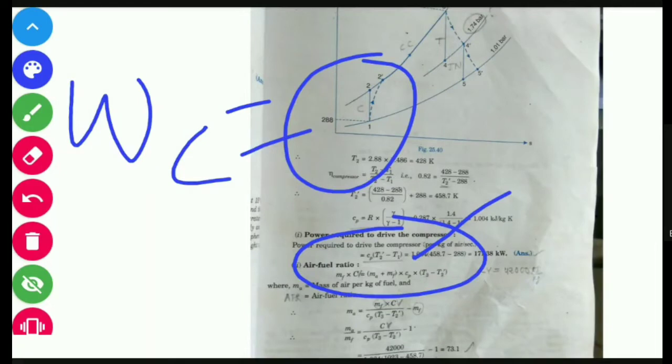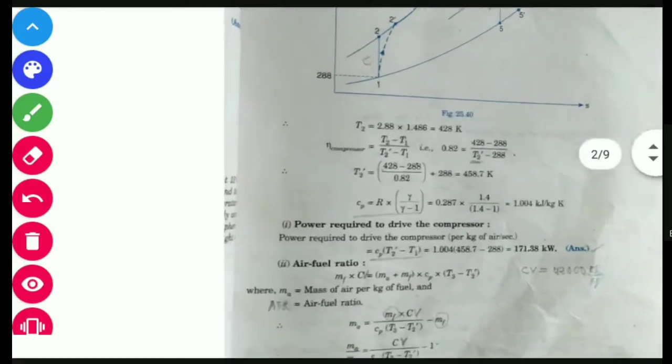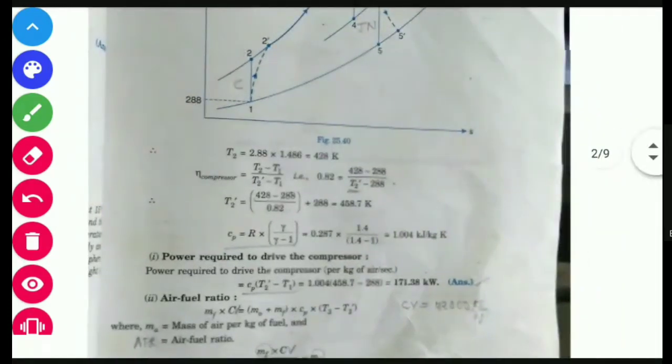So in that compressor work, you have to find out T1, T2 dash and Cp values. In the data, only the T1 value is already given. So you don't know Cp and T2 dash. Okay, we will see. For that, first of all, you have to find out T2 dash and Cp.